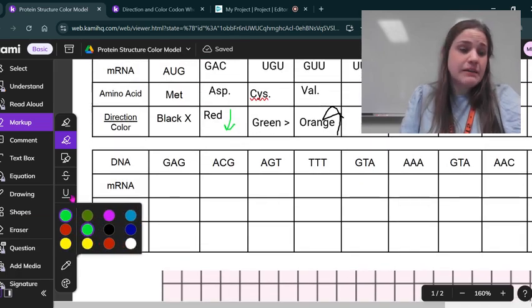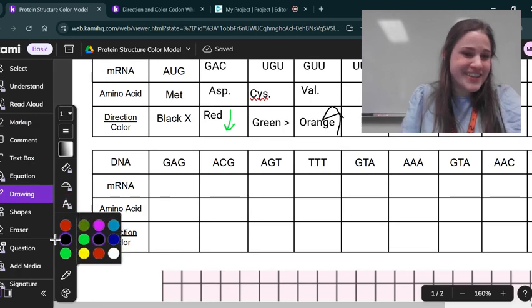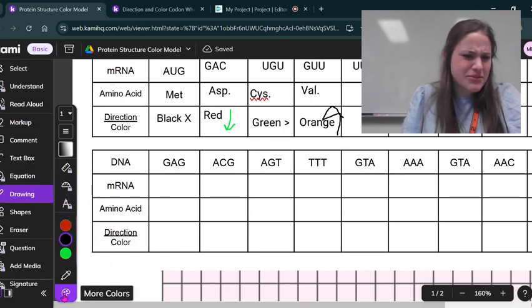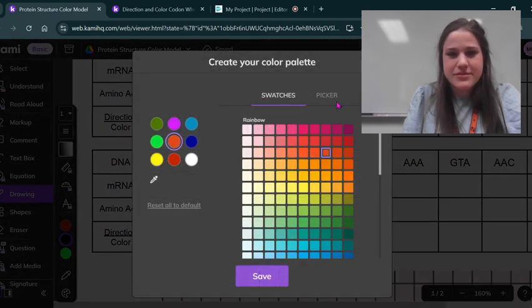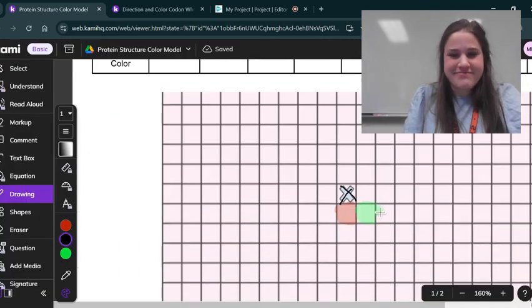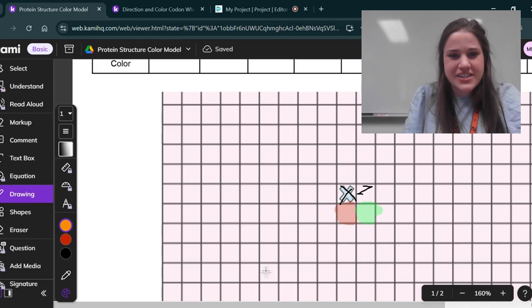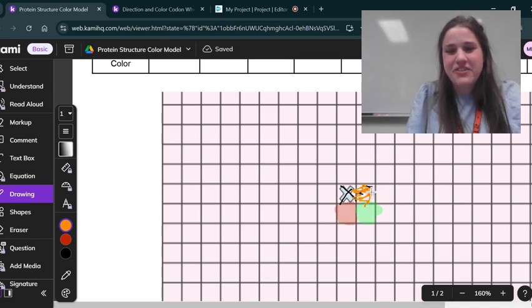So I'm going to find orange. I don't have it. Let's see if there's an orange. Have an orange here? More colors? All right. Good enough. There we go. I just want to show you one more. There we go. Okay, orange up.